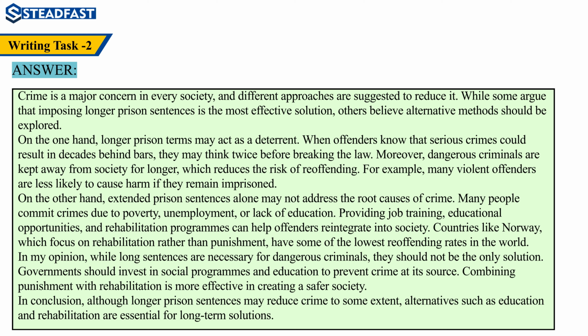Crime is a major concern in every society, and different approaches are suggested to reduce it. While some argue that imposing longer prison sentences is the most effective solution, others believe alternative methods should be explored. On the one hand, longer prison terms may act as a deterrent. When offenders know that serious crimes could result in decades behind bars, they may think twice before breaking the law.